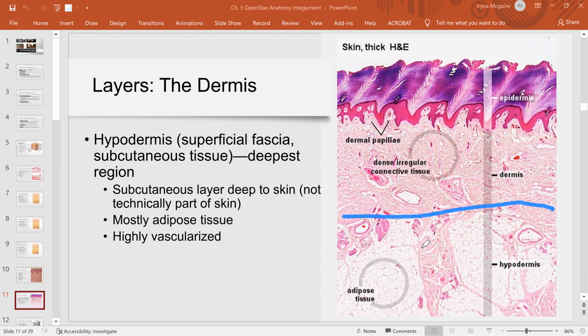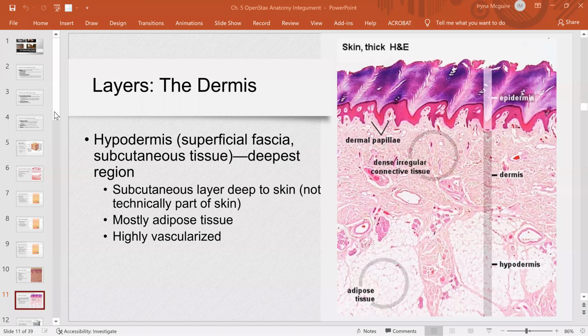Deep to dermis, we have hypodermis. Right? So that's our hypodermis, and mostly it would be adipose tissue. So hypodermis has three names. You can call it hypodermis, superficial fascia, subcutaneous tissue. It's a subcutaneous layer, deep to skin, not technically part of skin, mostly adipose tissue and highly vascularized. But I just want to remind you, vascularized means has lots of blood vessels.